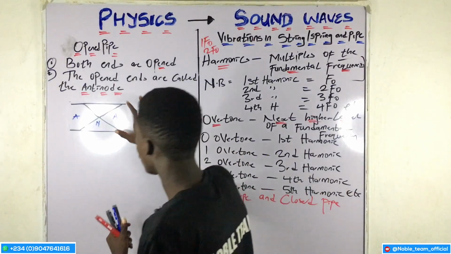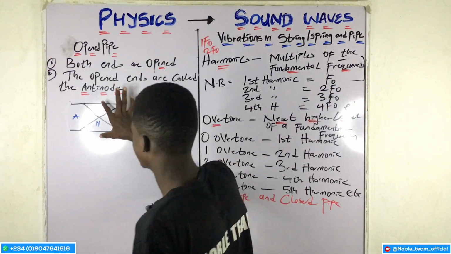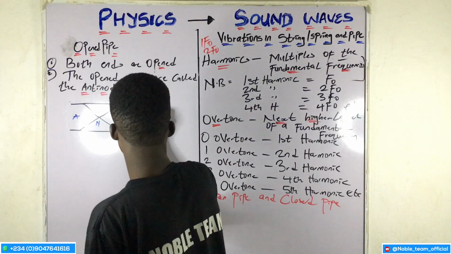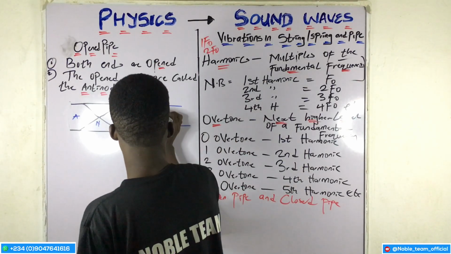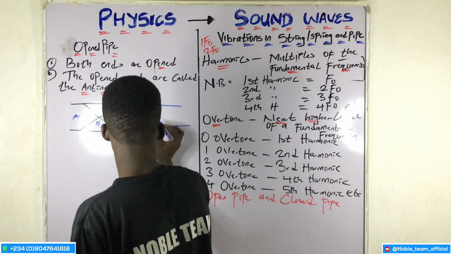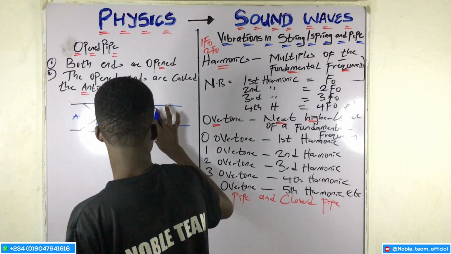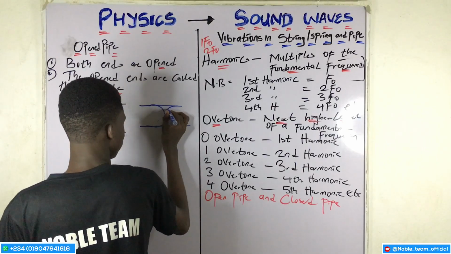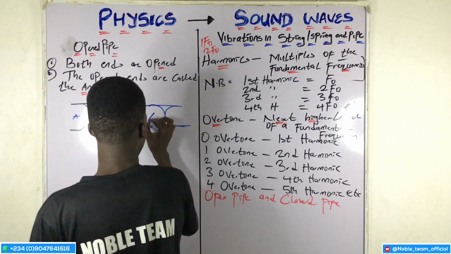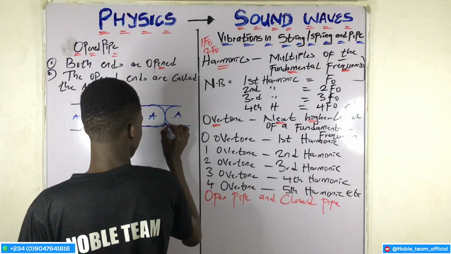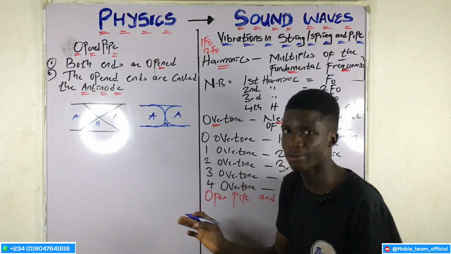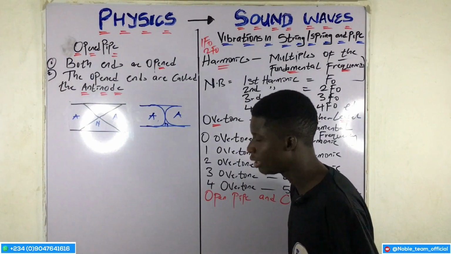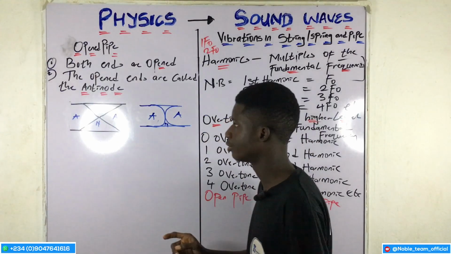Now, also note that this can also be drawn like this. So I can also choose to draw it like this. This is my antinode and this is my node. I can also choose to draw it any way that you wish to draw it. Okay, good. Now let's move into the real deal.